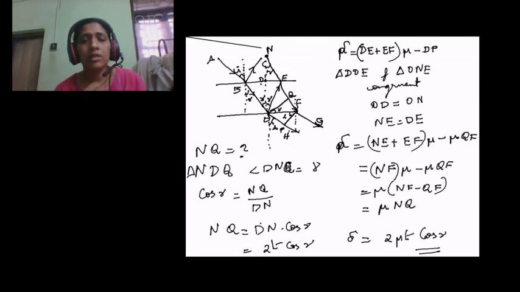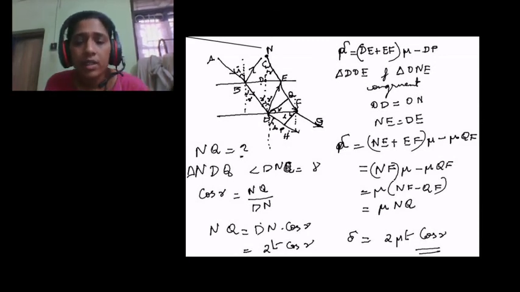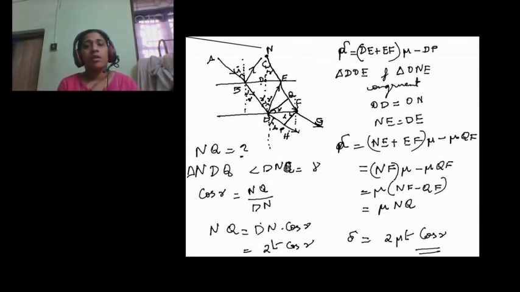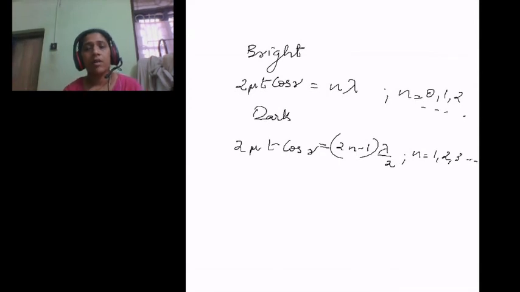Here, the additional path difference of lambda by 2, as in the case of the reflected system, does not occur, because both rays are traveling in the same medium and both have traveled from a denser to a rarer medium. Both rays have undergone the phase change in a similar way, so that will be neglected. Therefore, the additional path difference term is not there, so we can substitute the conditions for brightness and darkness.